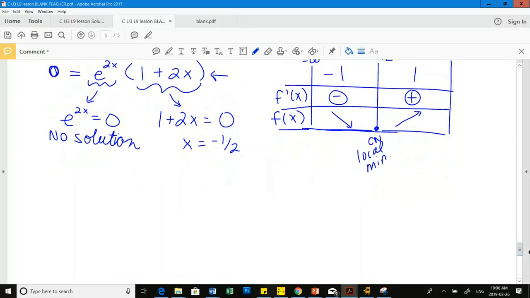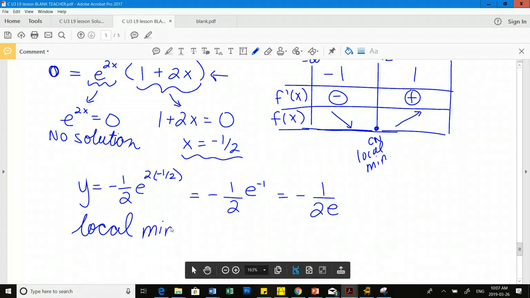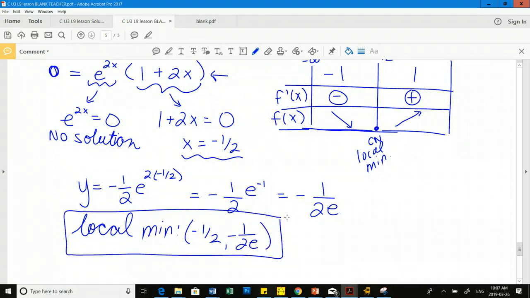Okay? The last part is what Mark was saying earlier. I just want the y coordinate to this x coordinate, so I'm going to sub into our original function, which was 2 times negative half. And we will get negative 1 over 2 e to the negative 1, which gives us negative 1 over 2e. Okay, so our local min point is negative half, negative 1 over 2e. This is the original equation. I'm just finding the y coordinate to that x coordinate.